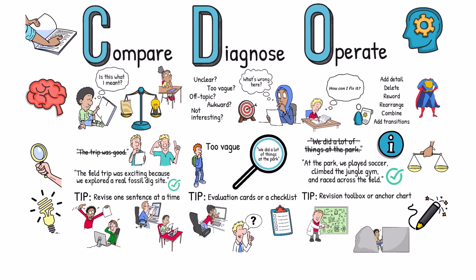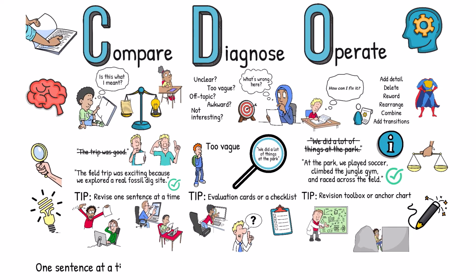Remember, revise one sentence at a time. Use checklists or evaluation cards to guide diagnosis. Model the strategy with clear examples. Encourage students to experiment with different revision techniques. With CDO, students learn to revise with intention, clarity, and confidence.